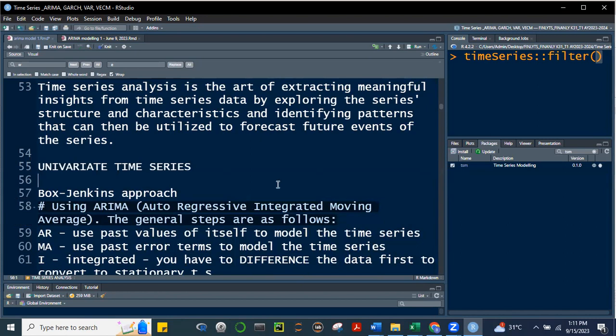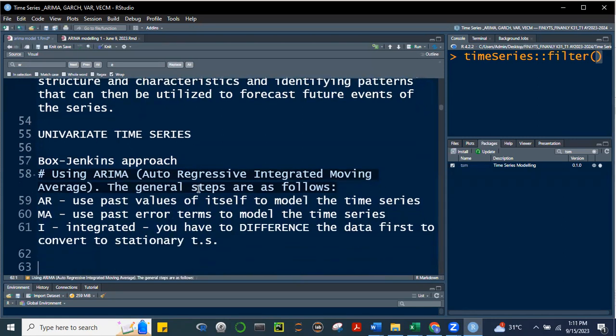Okay, and we said that we can make use of the Box-Jenkins approach. This is one of the most powerful methods. However, there are some rules that we need to follow when we use this model. Okay, and we defined last time what an AR process is. AR, we said, was a methodology where we use the past values of the data itself, of the time series itself. And MA makes use of the past error terms. And I stands for integration, which means differencing.